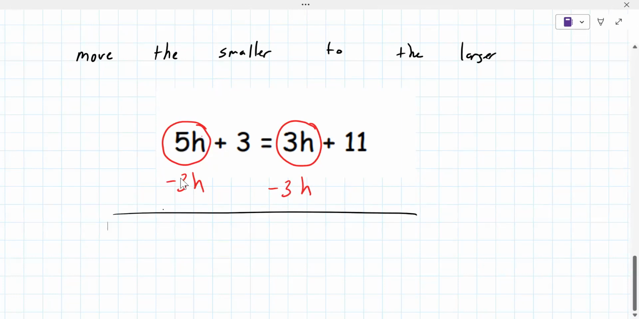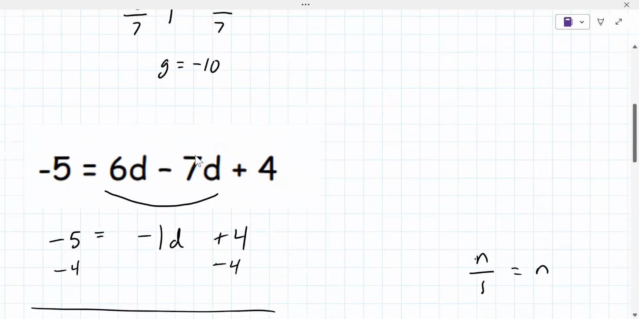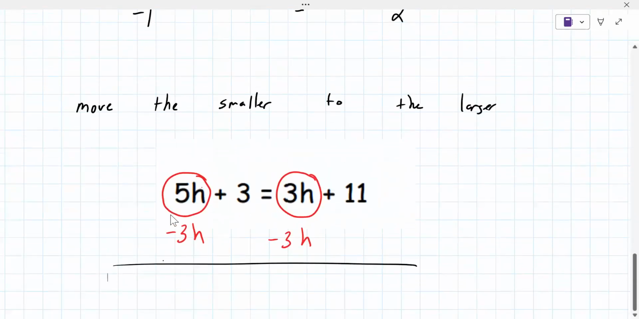And how do I know when to do that? I'm trying to see what's different about this with the other ones. Is it because there's a variable on either side of the equal sign? Yeah, the variable is on both sides. Okay, so when it's on both sides, you have to move from the smaller to the larger.